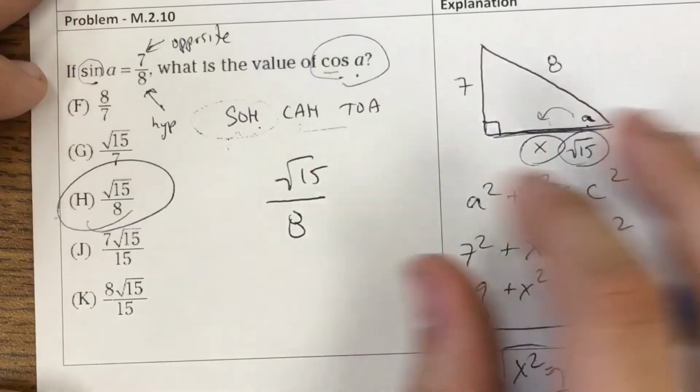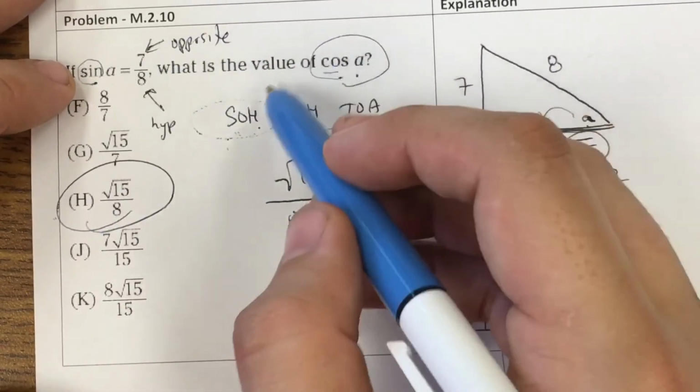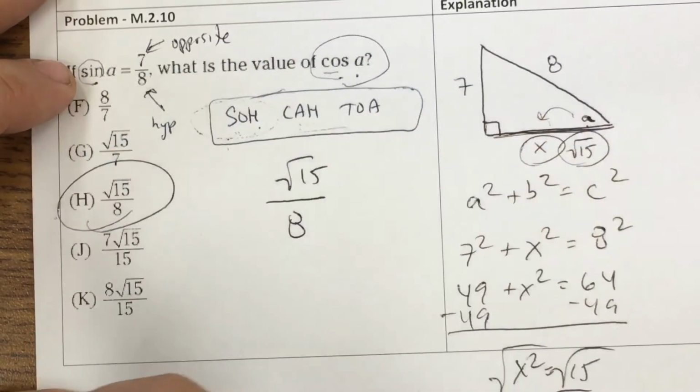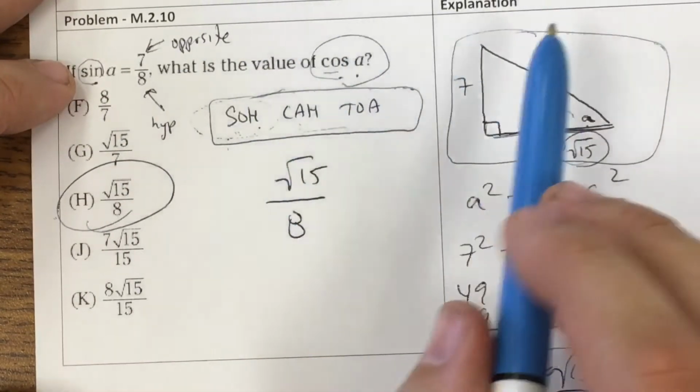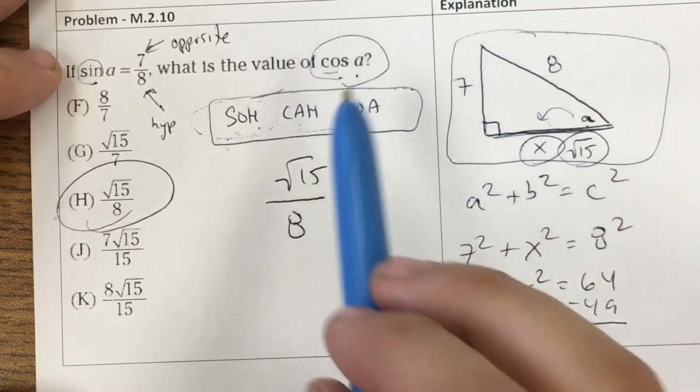So again, the strategy when you see sine and cosine is to write this down on your paper and draw a triangle so that you can use this information to answer the questions.